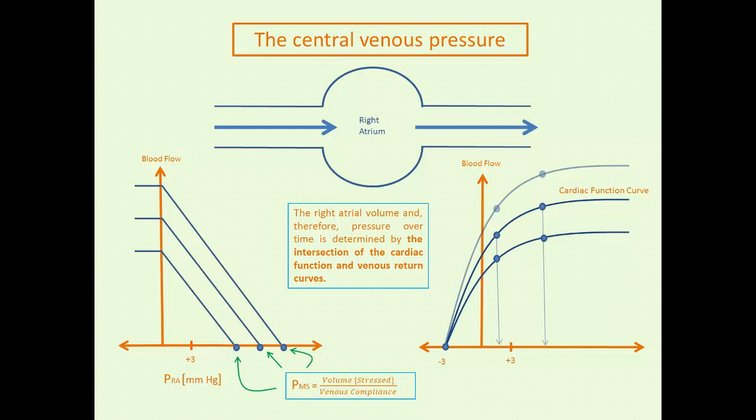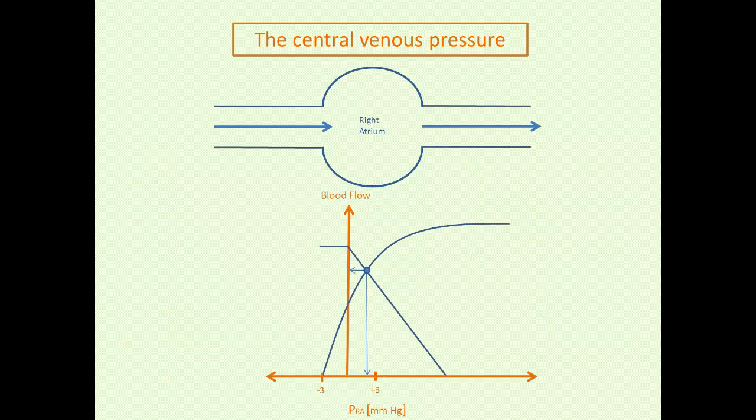So you can see at this point how bloody silly it is to consider volume status as something the CVP can just directly tell you, because there's so many other physiological determinants of the CVP other than volume status. Okay, so your CVP is determined by the intersection of these two curves. So this is your CVP coming together.